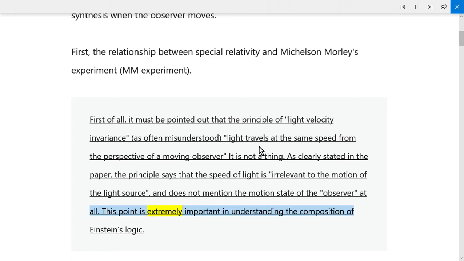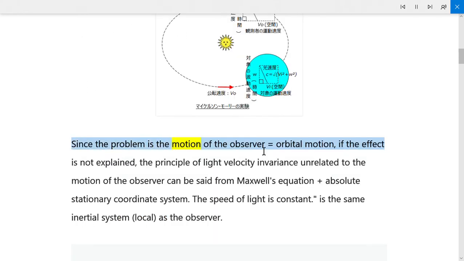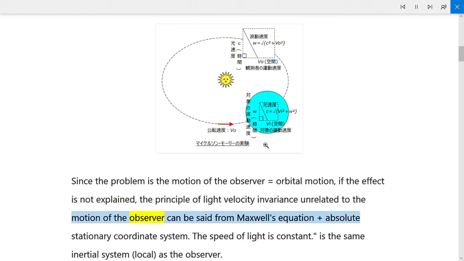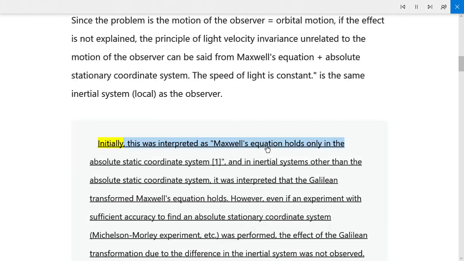This point is extremely important in understanding the composition of Einstein's logic. Since the problem is the motion of the observer equals orbital motion, if the effect is not explained, the principle of light velocity invariance unrelated to the motion of the observer can be said from Maxwell's equation plus an absolute stationary coordinate system. The speed of light is constant in the same inertial system, locally, as the observer. Initially, this was interpreted as Maxwell's equation holding only in the absolute static coordinate system, and in inertial systems other than the absolute static coordinate system, it was interpreted that the Galilean transformed Maxwell's equation holds.